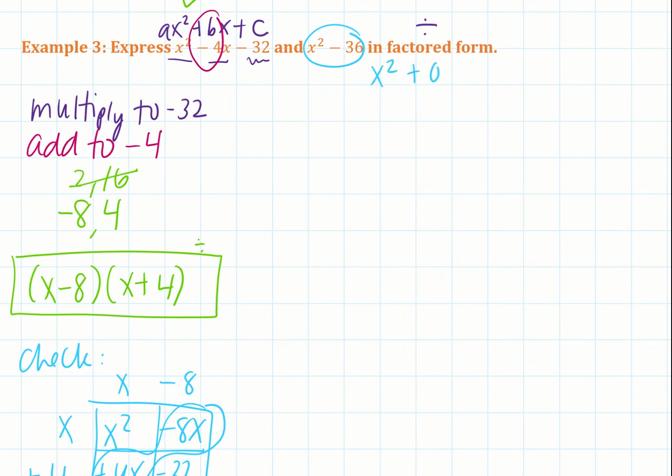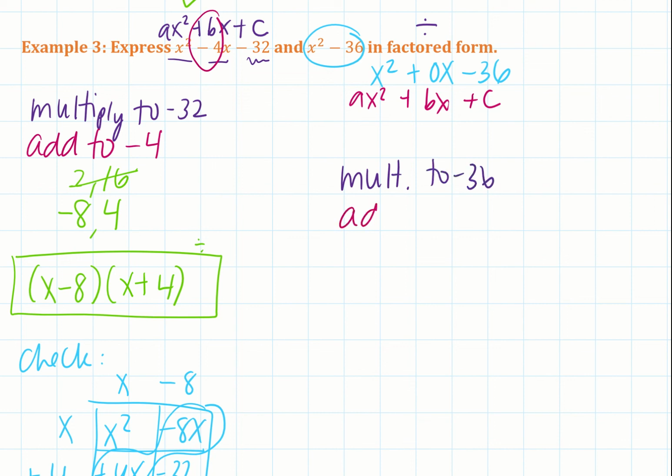Some people are going to say, well, this looks like x squared plus 0x minus 36. There's not an x term, therefore the x term is 0. Now, this is a quadratic expression in standard form. Well, that's nice. Then I know what to do. I need two numbers that multiply to negative 36 and add up to 0. Well, if they add up to 0, I'm looking for numbers like 4 and negative 4, 5 and negative 5. Oh, 6 and negative 6. That will work nicely.